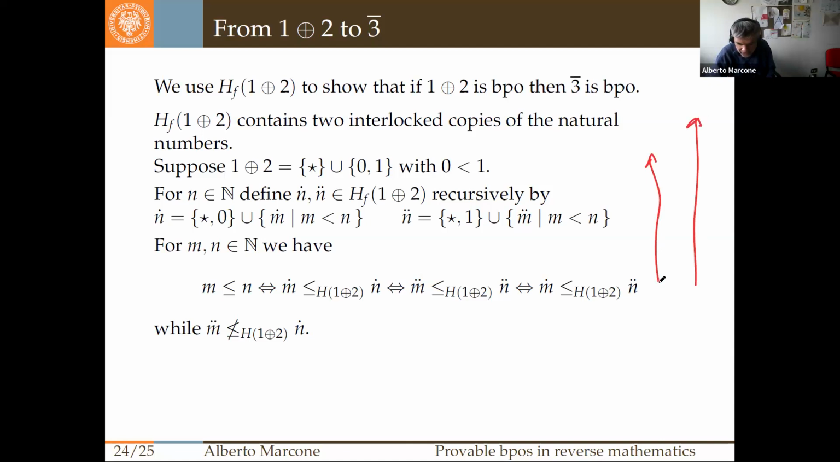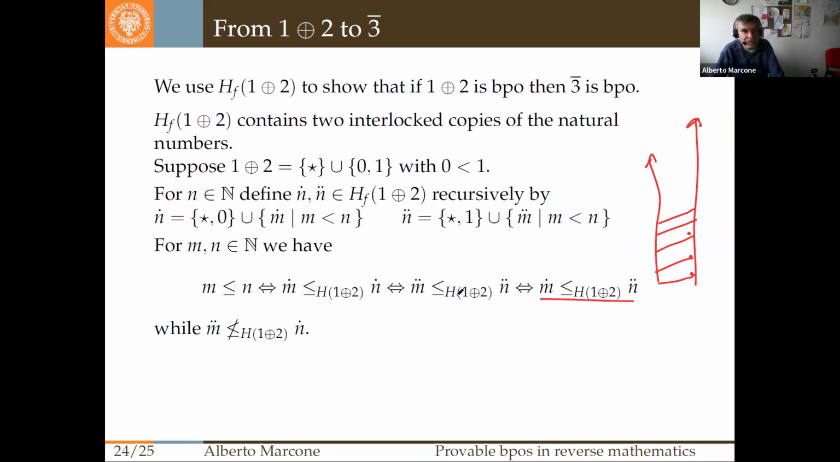And these are related just in one way, that the 0 here is below the 0 here, the 1 here is below the 1 here, the 2 here is below the 2 here, and so on and so forth. And so that's the last condition here: if m is less than or equal to n, then m dot is less than or equal to n double dot, even when m equals n. While on the other hand, the elements in the double dot copy of a natural number are never below any element of the single dot copy.